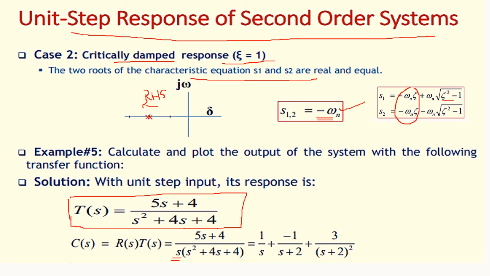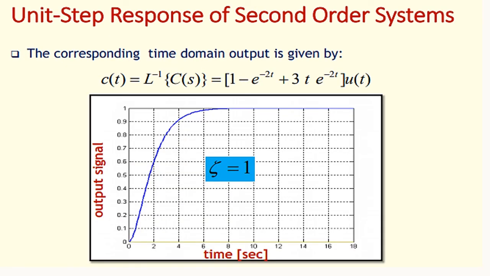So if I use partial fractions on this, I get 1/s minus 1/(s + 2) plus 3/(s + 2)². So 1/s is nothing but, if I use the Laplace inverse, I get the output c(t) in this order.